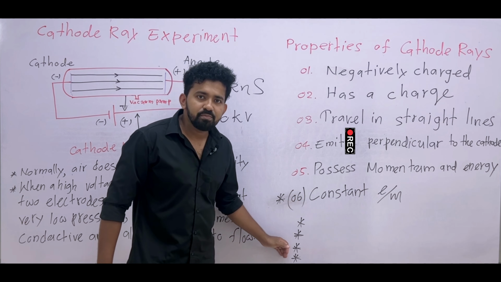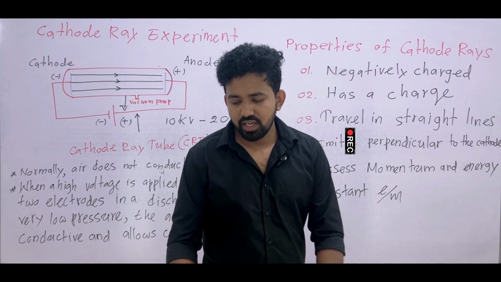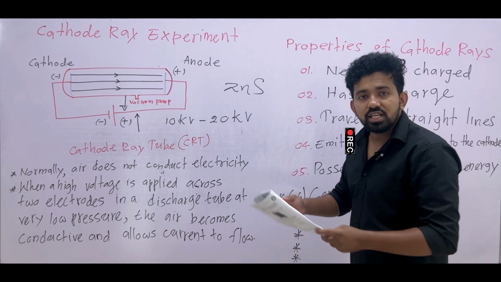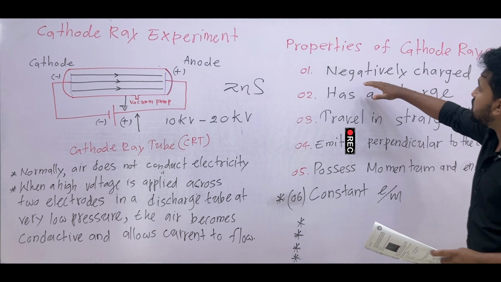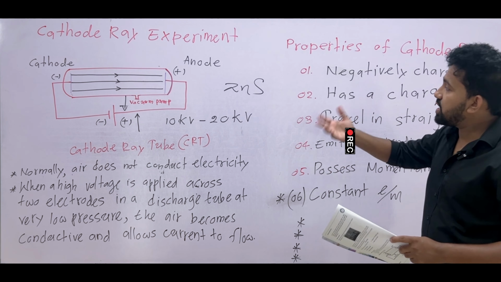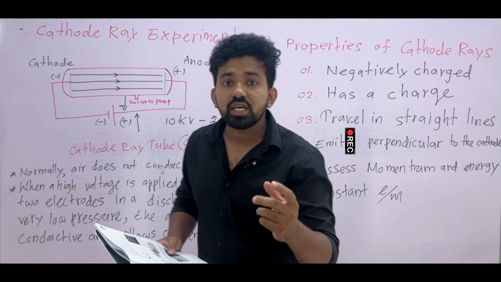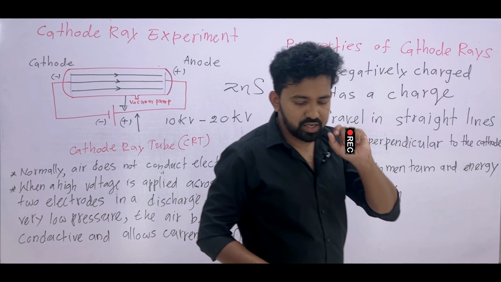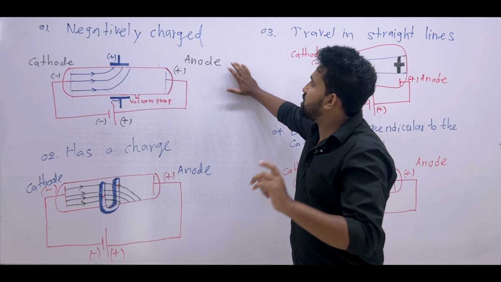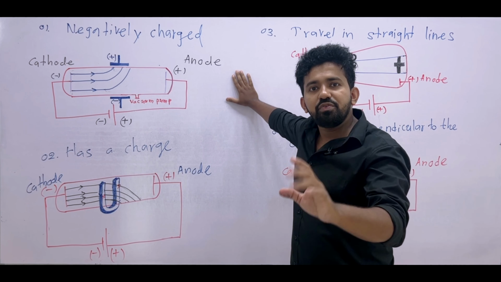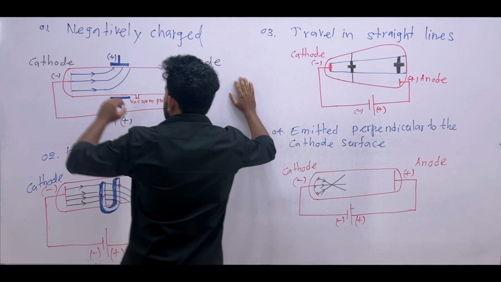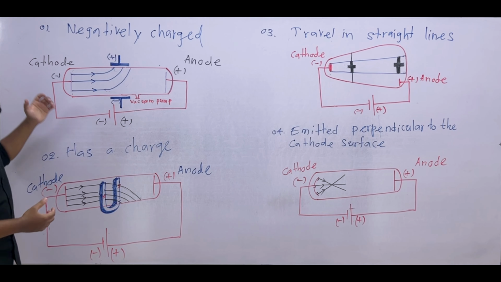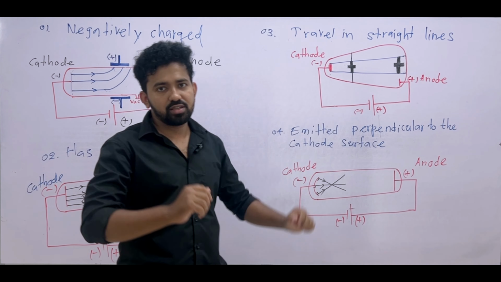There are several properties of the cathode rays. All the other properties I have included in the theory notes, and here let's go through each of these properties and the experiments that J.J. Thomson conducted to identify each of them. Let's look at the properties of the cathode rays. Cathode rays are negatively charged. What we can do is apply an external electric field. When we apply an external electric field, cathode rays are attracted towards the positive plate.